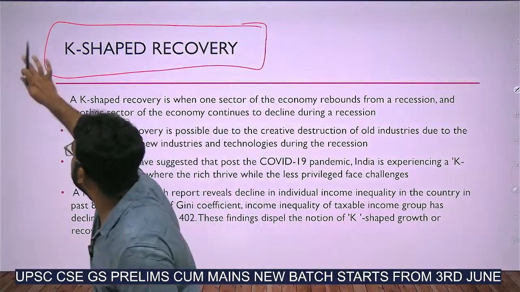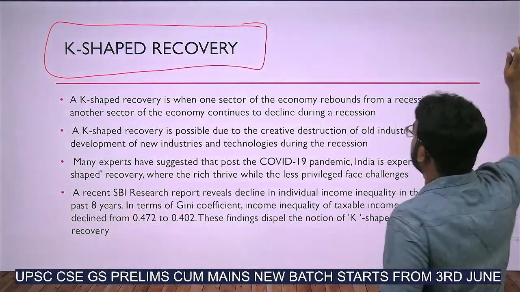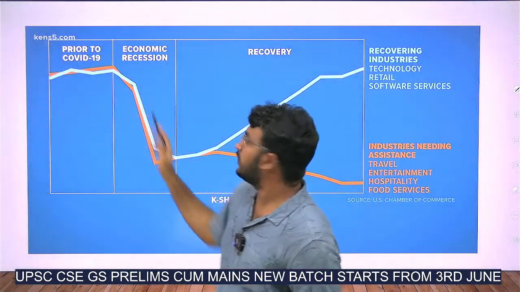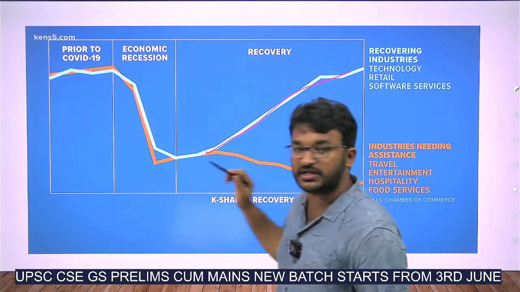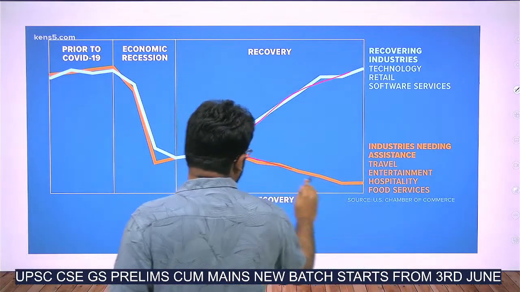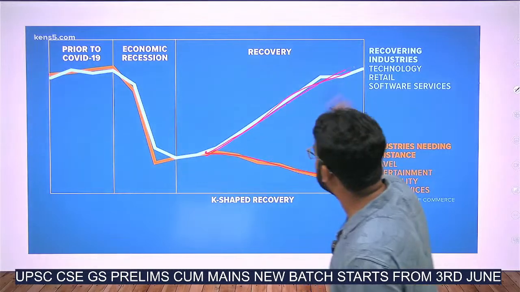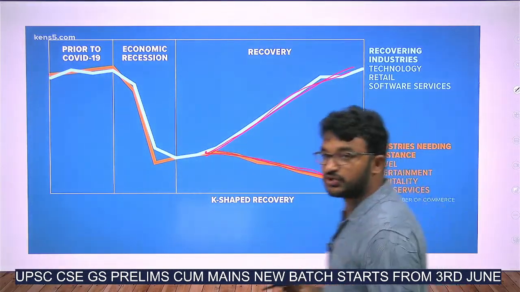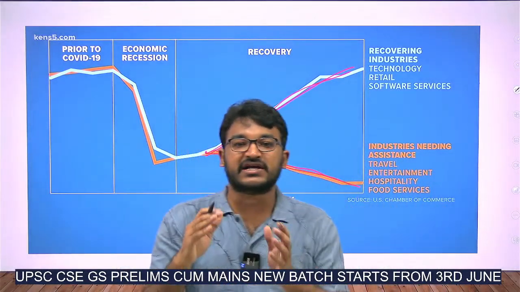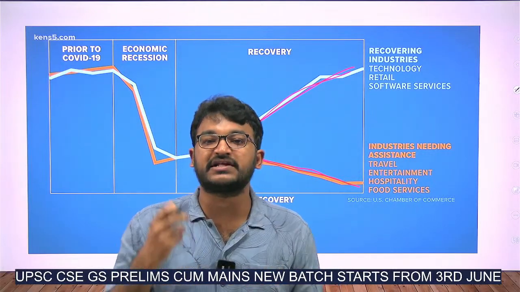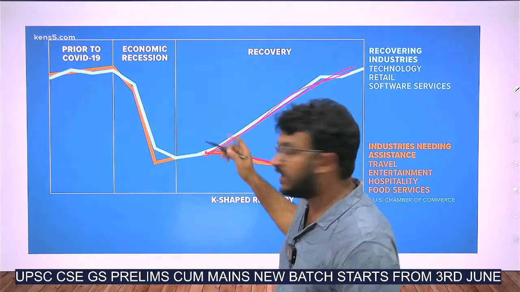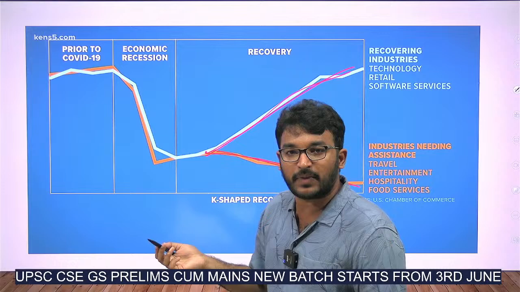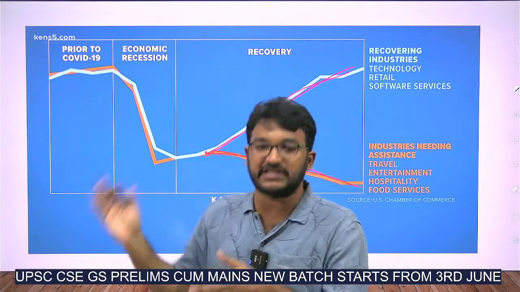So, to show the graph, post-COVID, some sectors rose in their growth and some sectors saw a decline. See this shape? This is like a K shape. So in an economy, if some sectors are doing good and some sectors are bad, if we extrapolate that in a graph, it will look like this, called K shape. There is recovery in the economy, but all the sectors are not growing in an equal manner.